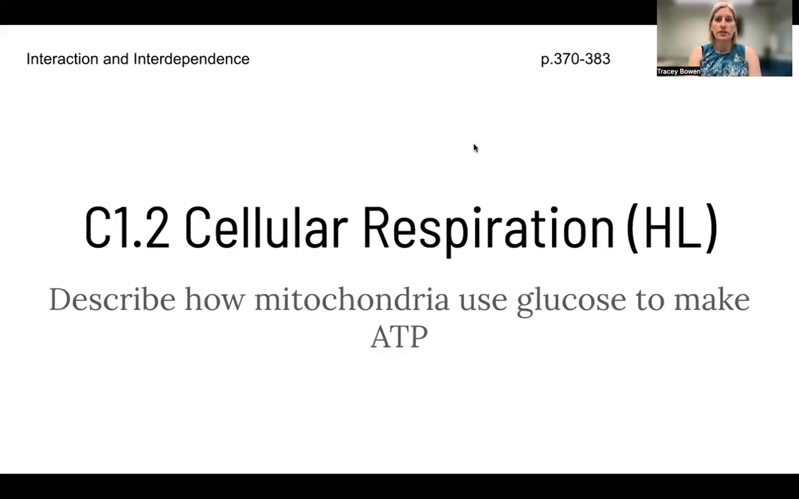All right, HL students, this one's going to be amazing. So we're talking about C1.2, which is cellular respiration, and we need to be able to describe in a lot of detail how glucose is used to make ATP in mitochondria. We're looking at the concept of interaction and interdependence, pages 370 to 383. The upside is once we learn this, photosynthesis seems quite straightforward. All right, here we go.